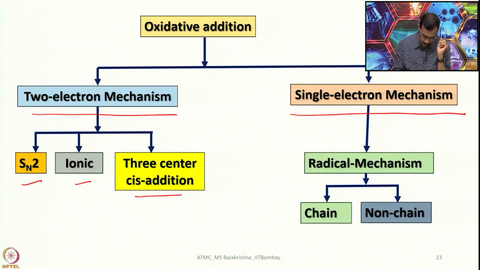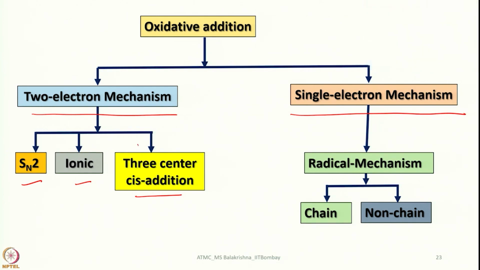Of course, the moment you see the term cis here, you can correlate this with the few substrate molecules we saw in the previous scheme, which are added onto the metal in a 3 centered cis concerted manner. This is called 3 centered concerted addition. In the single electron mechanism, we come across the radical mechanism, and the radical mechanism can be further split into chain and non-chain mechanisms. So, now let us try to understand these mechanisms one at a time.